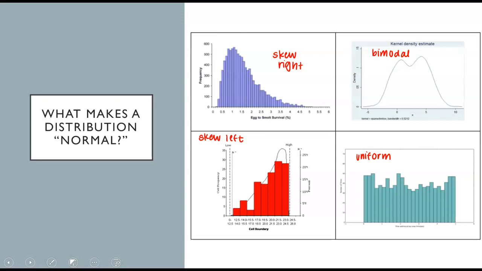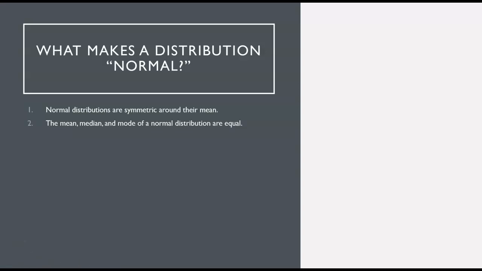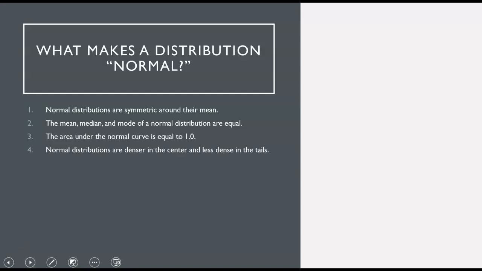There are certain characteristics that a normal distribution has. 1. Normal distributions are symmetric around their mean. 2. The mean, median, and mode of a normal distribution will be equal. 3. The area under the normal curve is equal to 1. 4. Normal distributions are denser in the center and less dense in the tails.